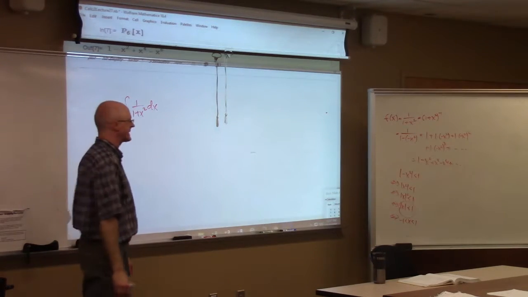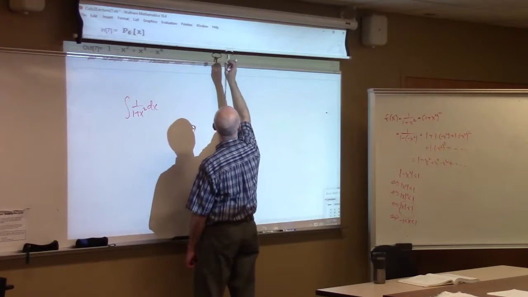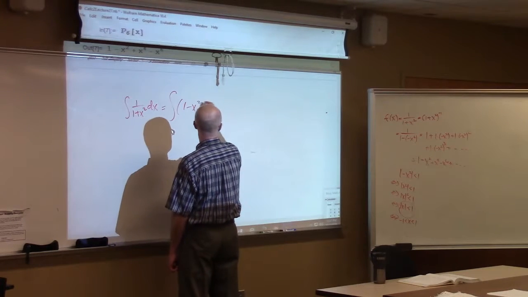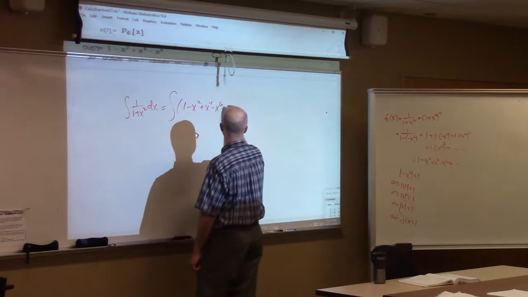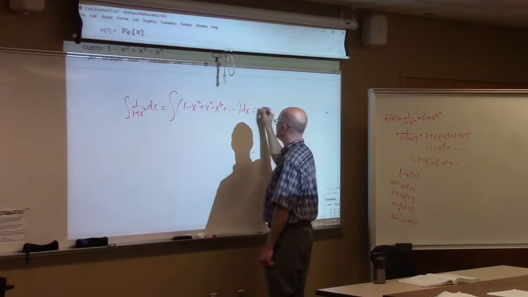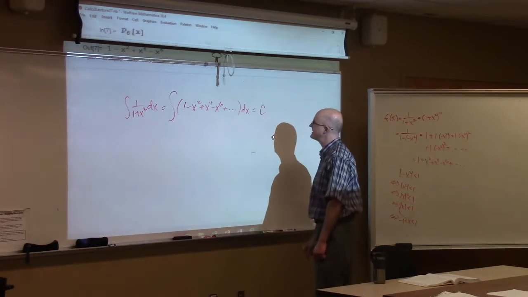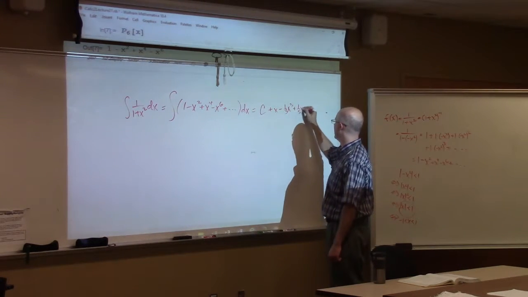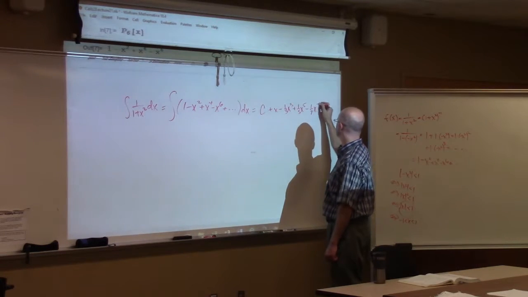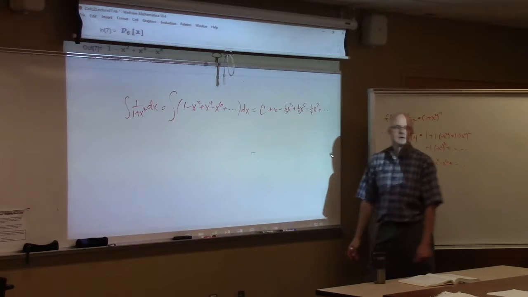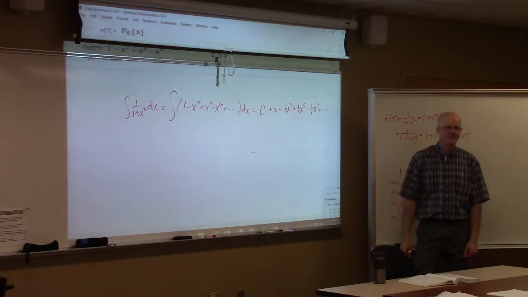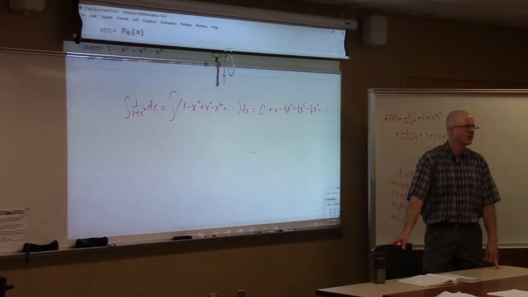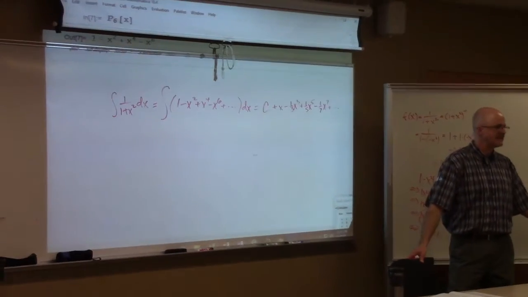The integral of 1 over 1 plus x squared, if we believe that you can integrate term by term, would be the same as the integral of the infinite series. Which is going to be some constant of integration, c, plus x minus 1/3 x cubed plus 1/5 x to the 5th minus 1/7 x to the 7th, etc. I integrated term by term in that last step, where c is a constant of integration. Is this a good idea?